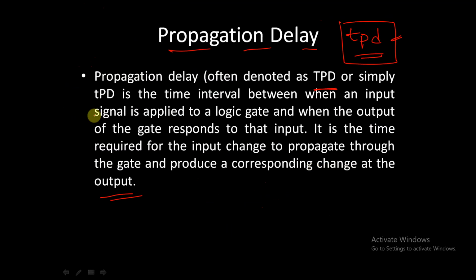Now you can understand this definition clearly. The propagation delay is the time interval between when an input signal is applied to a logic gate and when the output of the gate responds to that input. After applying the input to a logic gate, the gate will take some time and respond to the particular input. That is called the propagation delay. It is the time required for the input change to propagate through the gate and produce a corresponding change at the output.